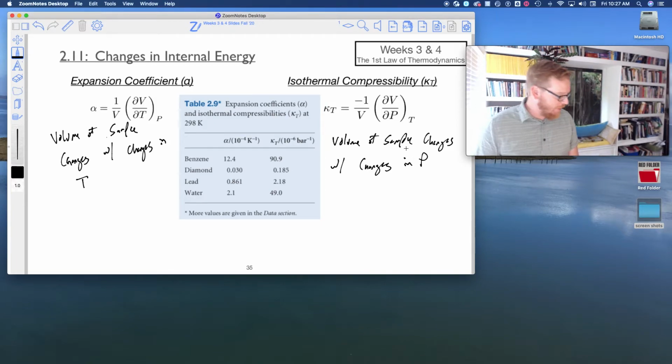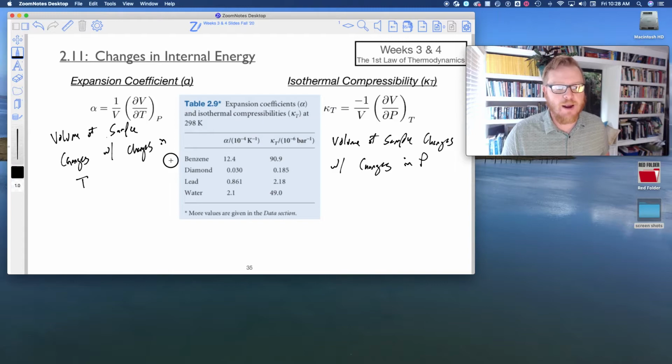And so I've got some representative materials here. Benzene, diamond, lead, and water. And let's think about what these things mean. So if I compare the value of benzene to the value of diamond, and this is the alpha coefficient, what does a big alpha mean? What does a little alpha mean? Well, for benzene, a big alpha means that benzene is going to be sensitive to changes in volume with respect to temperature. So if I take a sample of liquid benzene and heat it up, we're going to see changes in volume to the benzene much more than we're going to see the changes in volume of the diamond.